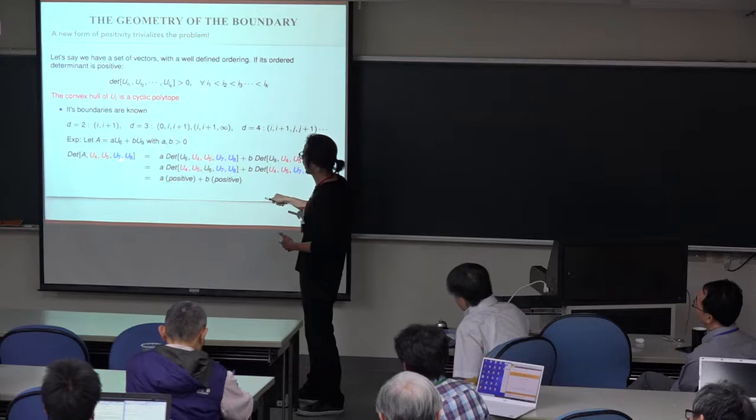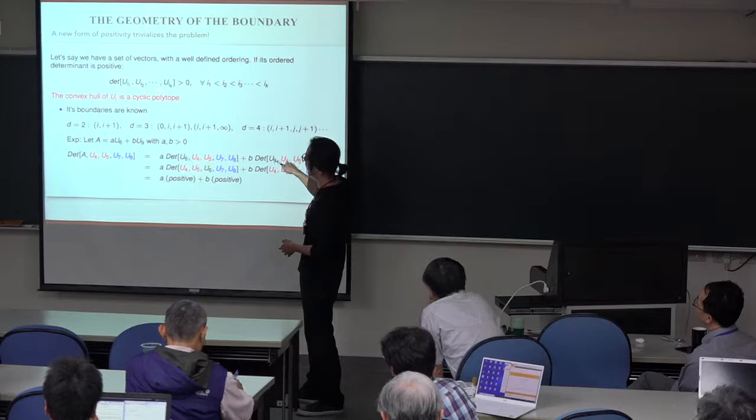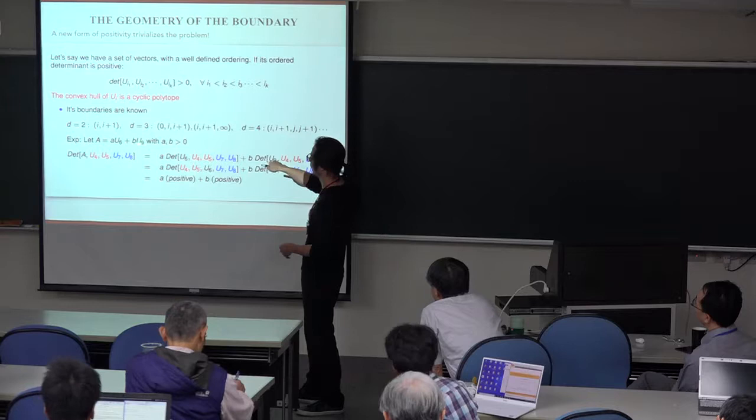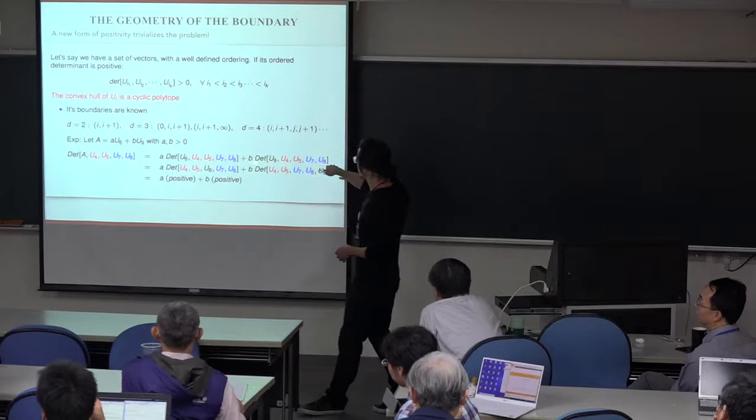Let me show you a quick example of why this is true. Let's say we're taking this determinant, and I tell you that all of these ordered determinants are positive. I claim that U4, U5, U7, U8 has to be a boundary. Why? Because let's take A, which can be a linear combination of U6 and U9, just a random linear combination. Since it's inside a convex hull, A and B are bigger than zero. You stick it in here, so you have A times U6 and B times U9. So A and B are positive.